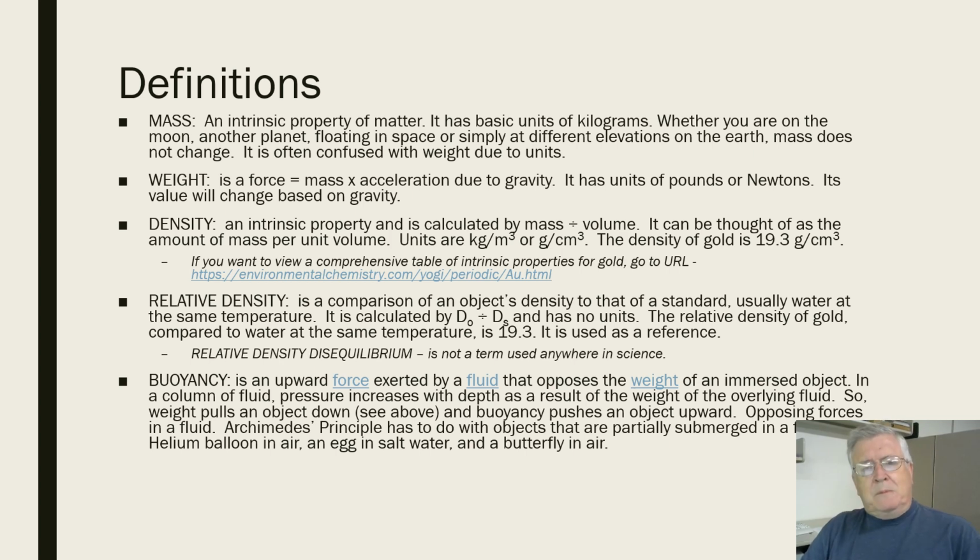So for our lesson, back to our lesson, here are some definitions. Mass. Mass is an intrinsic property of matter. It has basic units of kilograms. Whether you're on the moon, another planet, floating in space, or simply at different elevations on the Earth, mass does not change. Okay, let me repeat that. Mass does not change. It's often confused with weight due to the units of kilograms.